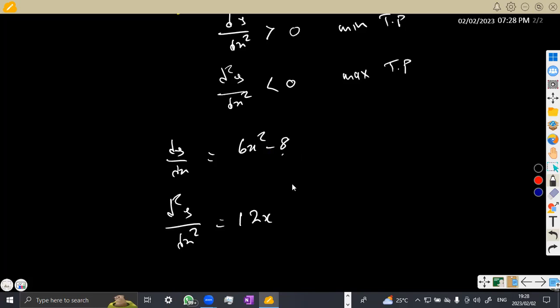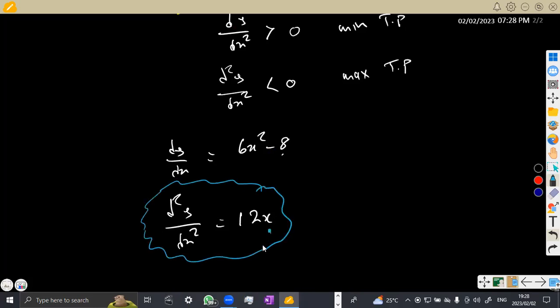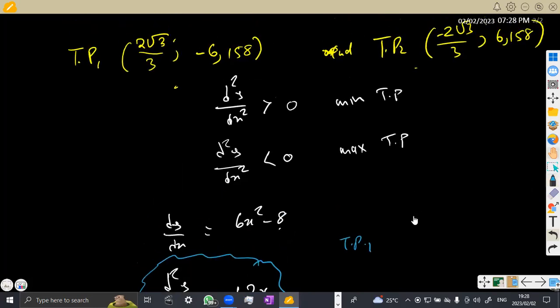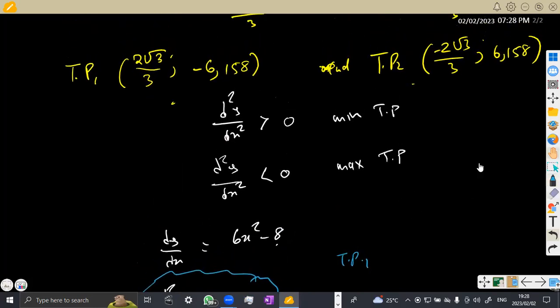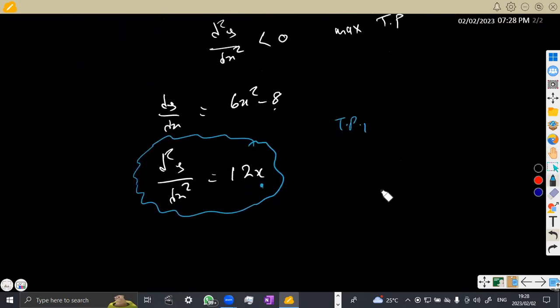Then minus 8 is a constant, so there's nothing that you're going to obtain from this one, because we've got a constant there. So this is the second derivative that we are having. But I'm saying from this second derivative, it's written in terms of x, all right? So that means if we are to take the first turning point that we had, where x is 2 square root of 3 over 3, if you substitute this value in place of x, it is going to be like this.